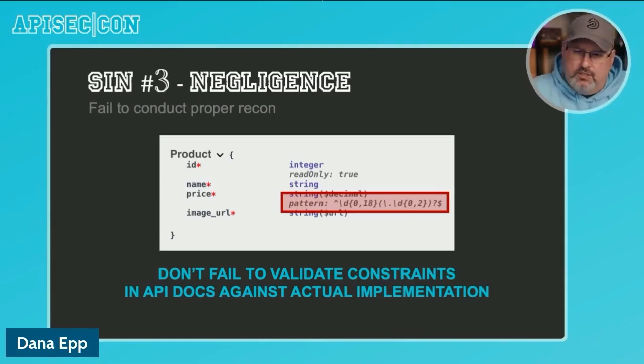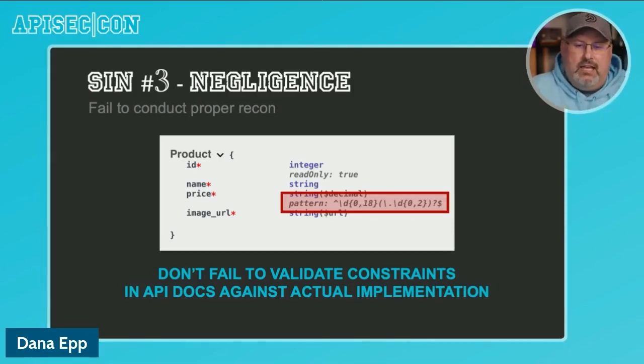The question is, just because the API docs say it's that way, was the implementation actually built to that as well? You need to test against that and verify it, because the docs don't always tell the truth. And so it's important to verify that the actual API usage works as intended. Maybe that's not a string. Maybe it's a float or a double. Maybe that pattern can actually be abused to give you other access.